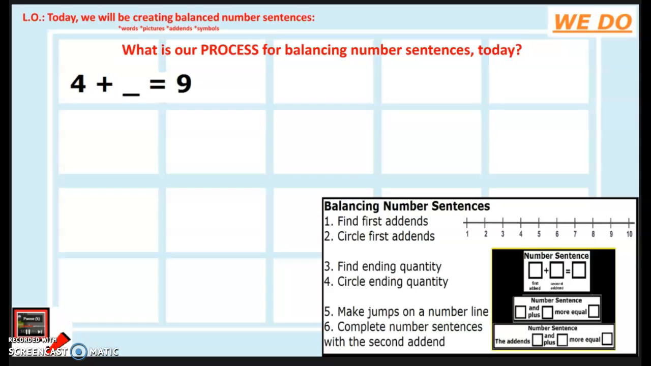Alright, so the problem right here: 4 plus blank equals 9. I want you to find the first addend and circle it, then find the ending quantity and circle it. Make the jumps on the number line, and then complete the number sentences with that second addend. Pause this video and get your work done. Come back to check your answers.